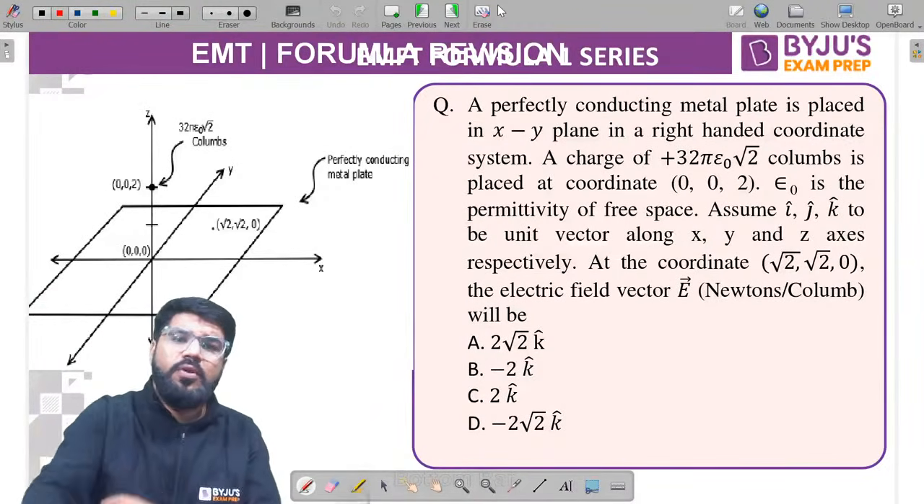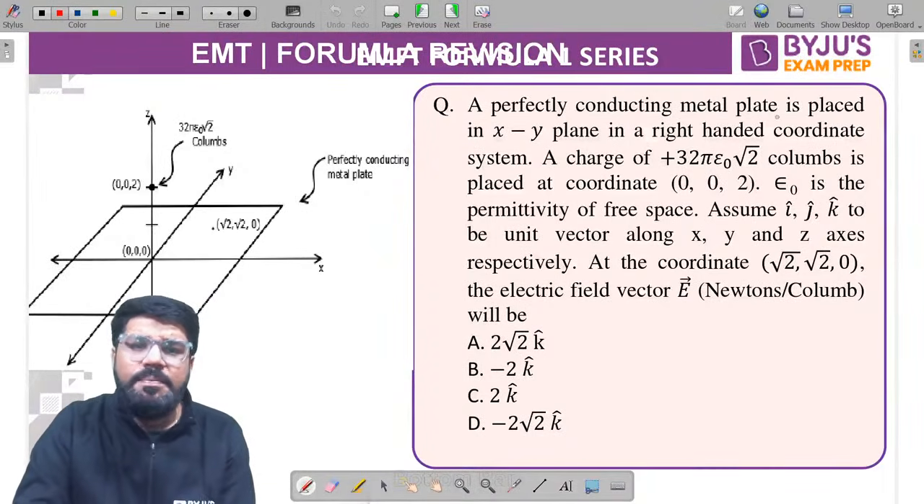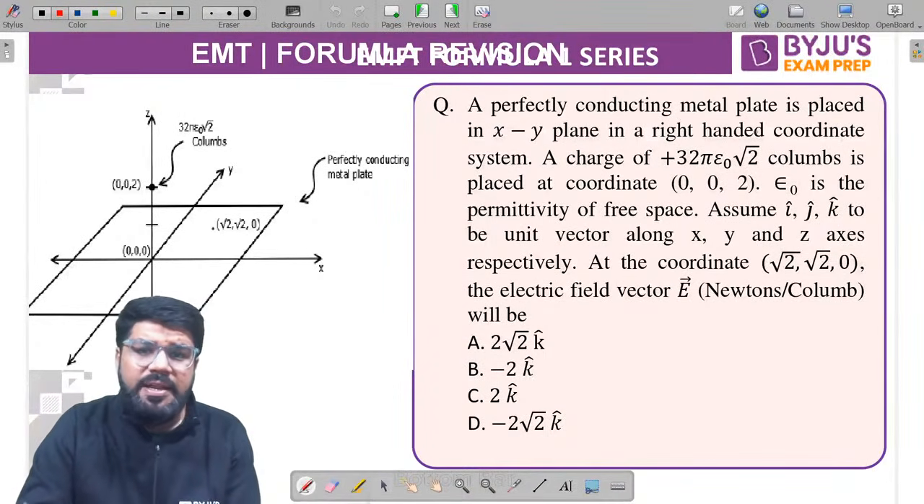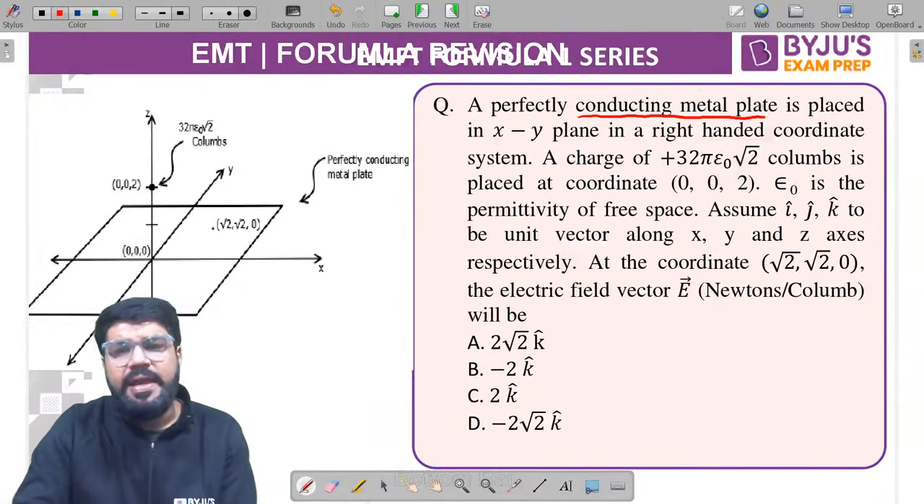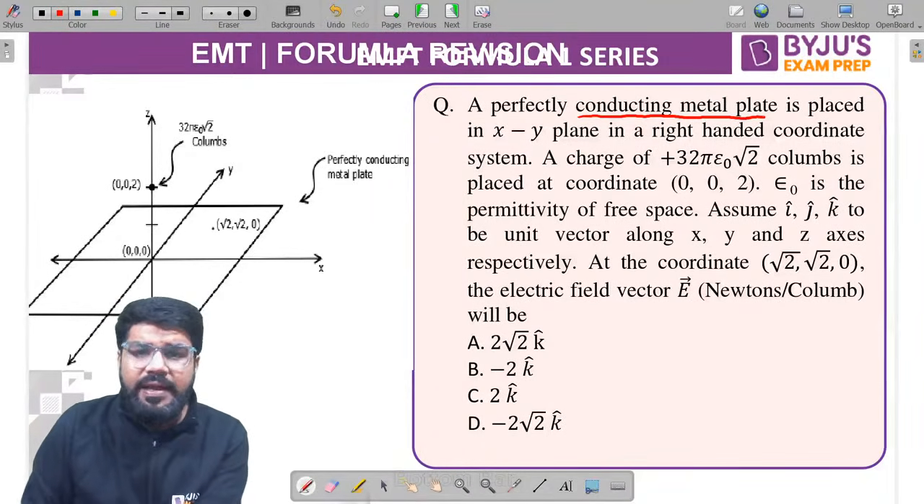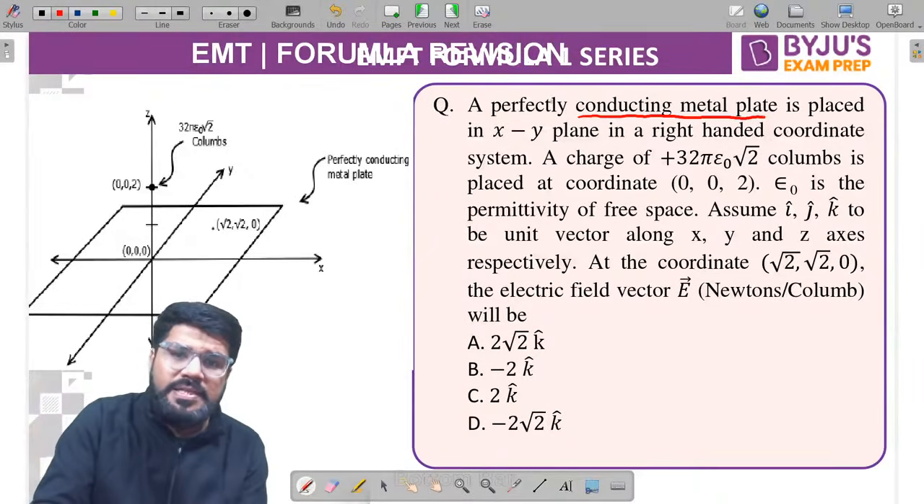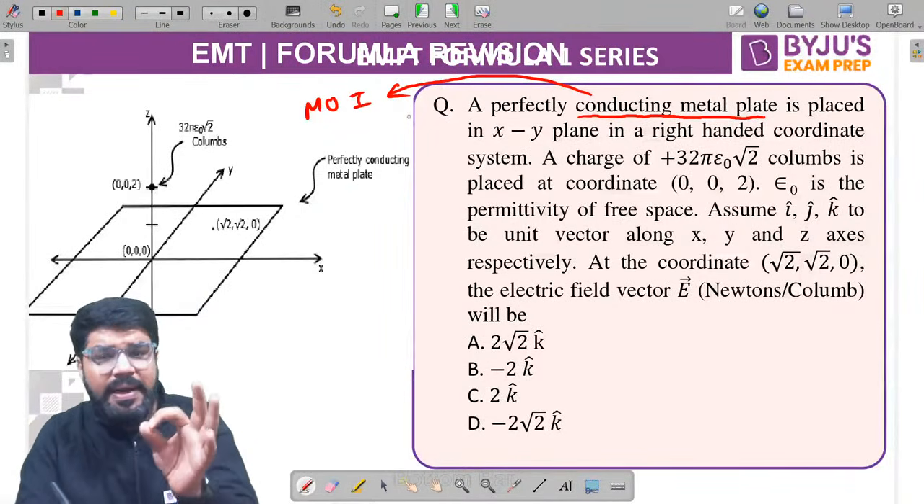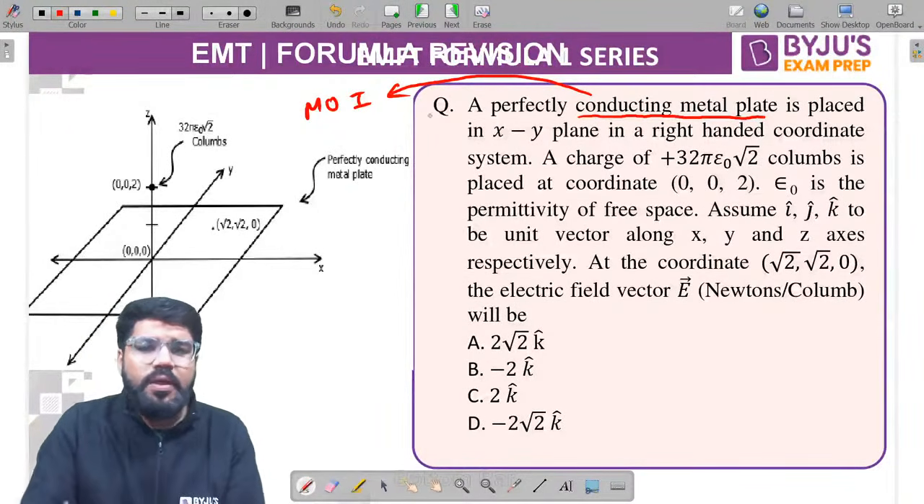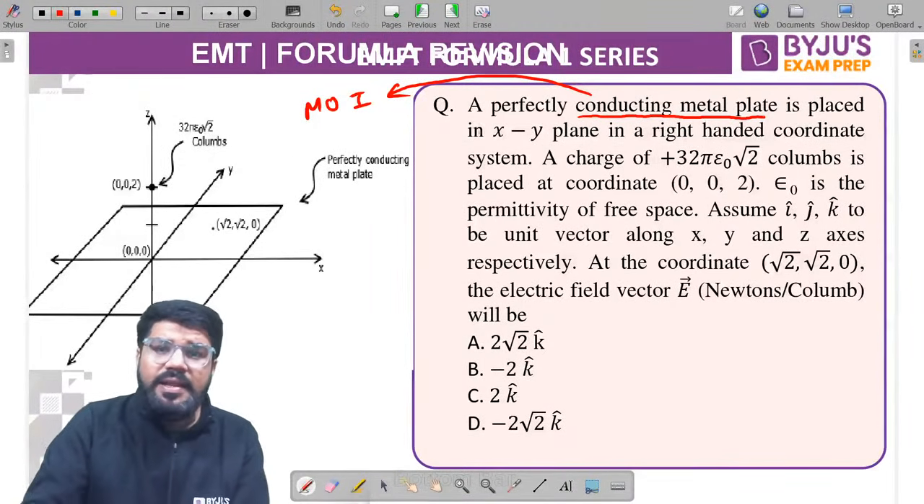Look into this. A perfectly conducting metal plate is located in the xy plane. It is placed in the xy plane in a right-handed coordinate system. Whenever a question comes on a conducting plate, you have to think about the method of images. This is where you have to apply the method of images, when there is a perfectly conducting grounded metal plate.